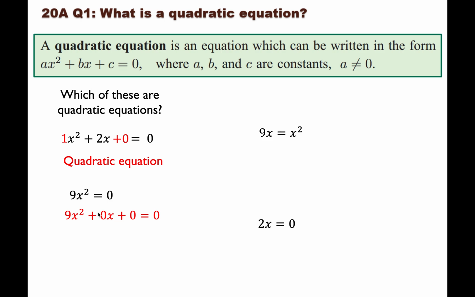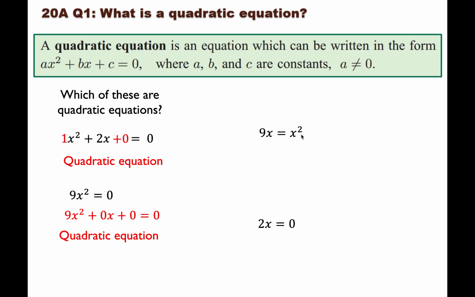And now we can see that yes, it is a quadratic equation, where a is 9, b is 0, and c is 0. So it doesn't have to have an x term, and it doesn't have to have a constant term, a number. They can be left out, and it will still be a quadratic equation.